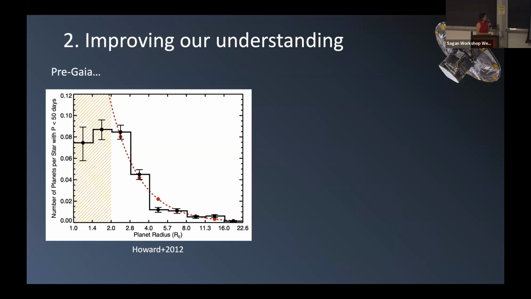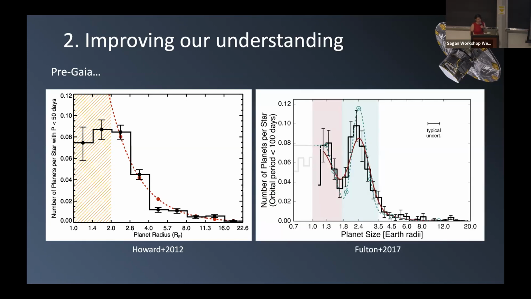Okay, so this is a plot from Andrew Howard's paper from 2012 using the Kepler data, showing as a function of planet radius on the x-axis, so this is planet radius in Earth radii, so Earth is down here at 1, showing the number of planets per star around solar-like stars with short periods, less than 50 days. And what you can see is that giant planets are less common than medium-sized planets. And then when they got down to about 2 Earth radii, about half the size of Neptune, they started to not have good constraints. But it looked like if you just kept that trend going, you would have more and more small planets per star.